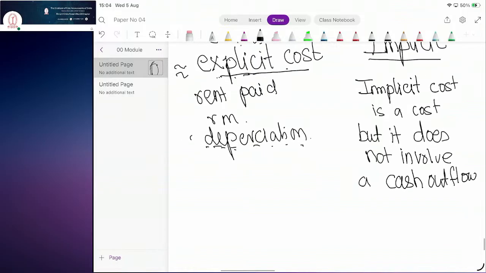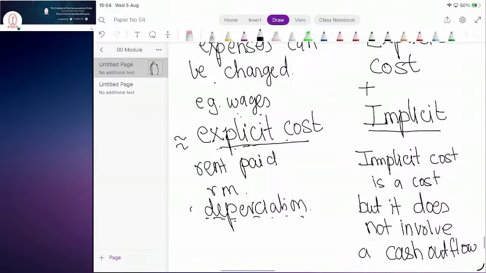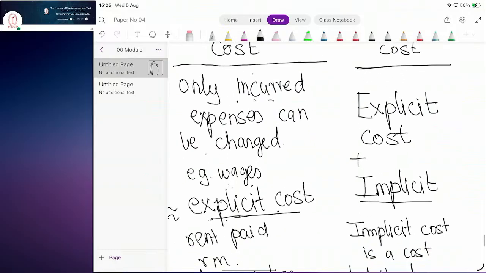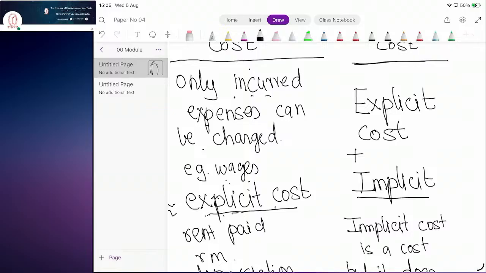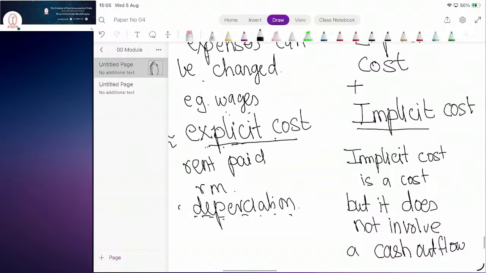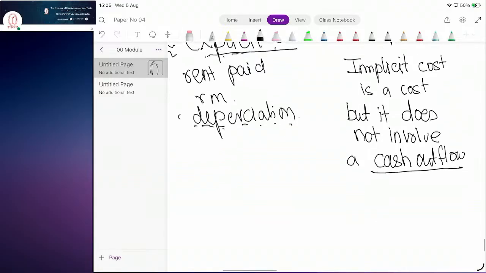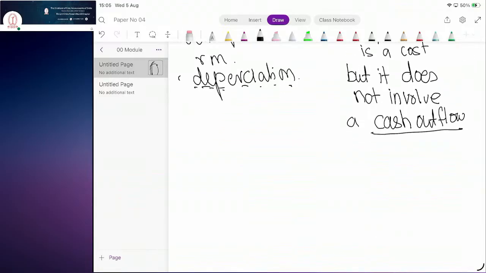So we have said that explicit cost is a cost which involves a cash outflow. That is usually the accounting cost. When we talk about economic cost, we talk about explicit cost plus implicit cost. And implicit cost is a cost, but it does not involve a cash outflow. So this is a conceptual example. Now just pay attention to this.